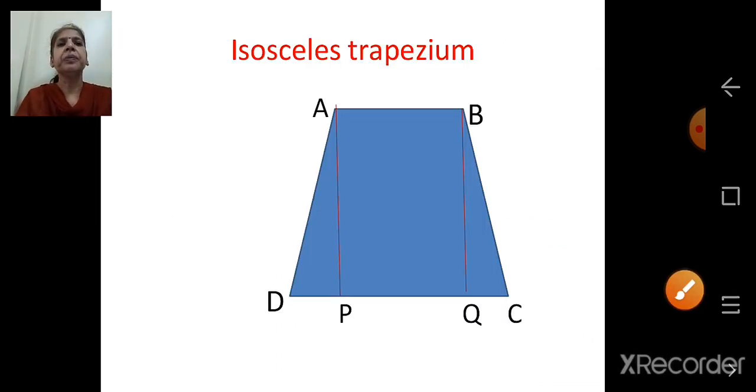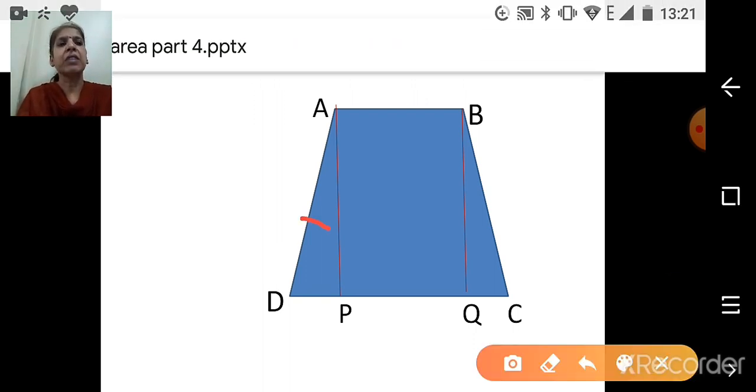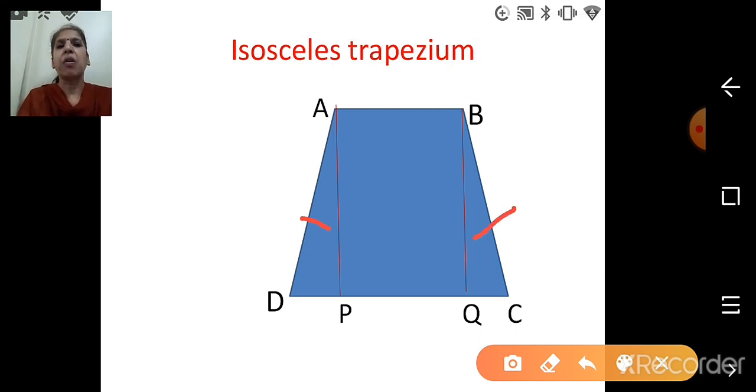Okay. Now, this is an isosceles trapezium. Now, what is isosceles trapezium? Isosceles trapezium is a trapezium whose non-parallel sides are congruent or equal in length. Like we know isosceles triangle, a triangle having two sides equal or congruent. Now here it is isosceles trapezium.